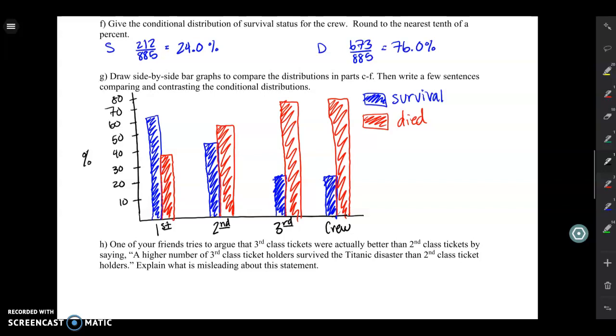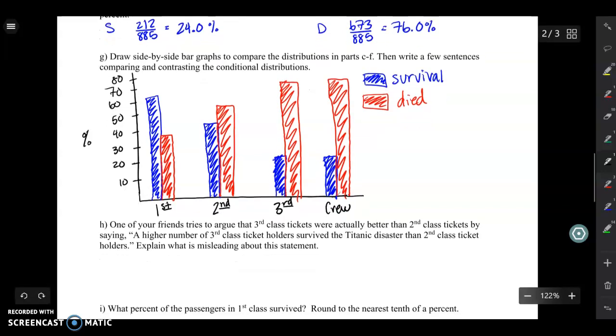Another thing that to me is shocking is look at that trend of red bars. Look at the percentage of people that died in first class versus second class versus third class and the crew. Basically, the further to the right in your bar graph you go, that red bar is getting bigger and bigger, which means that more and more people are dying. So if I had ancestors that were on the Titanic, I sure hope they were in first class, right? Because they had the highest likelihood of surviving.